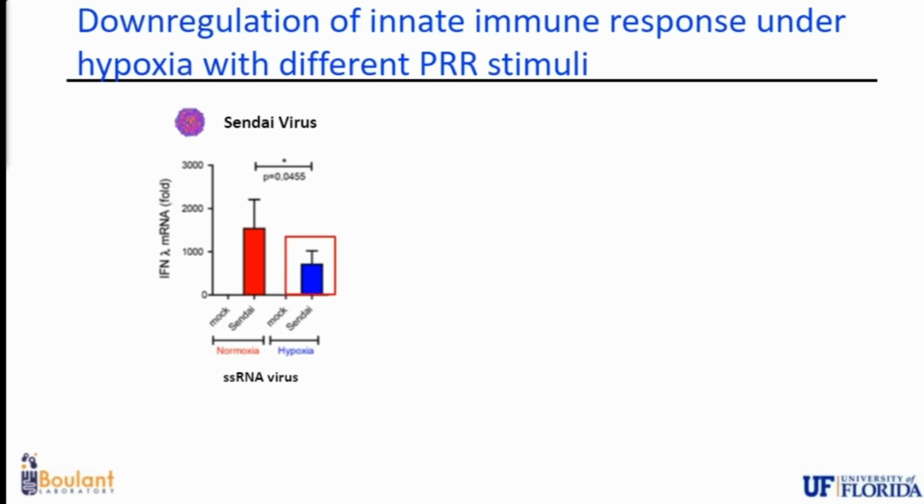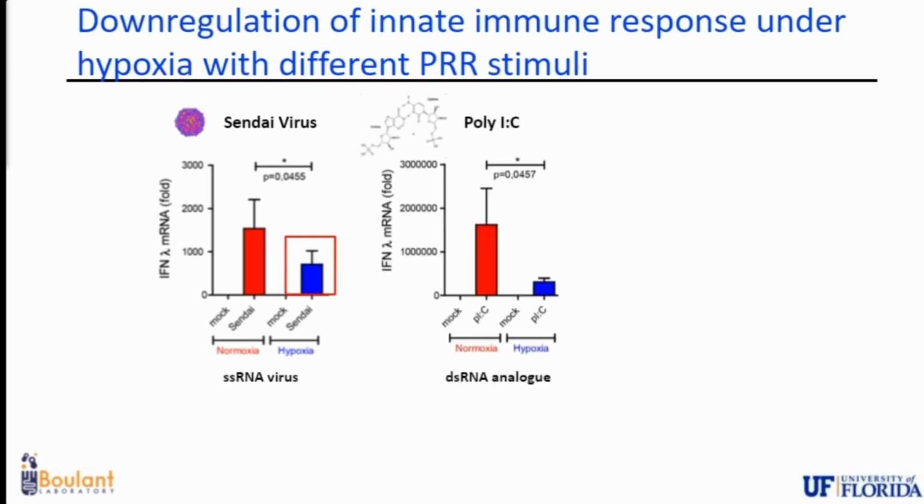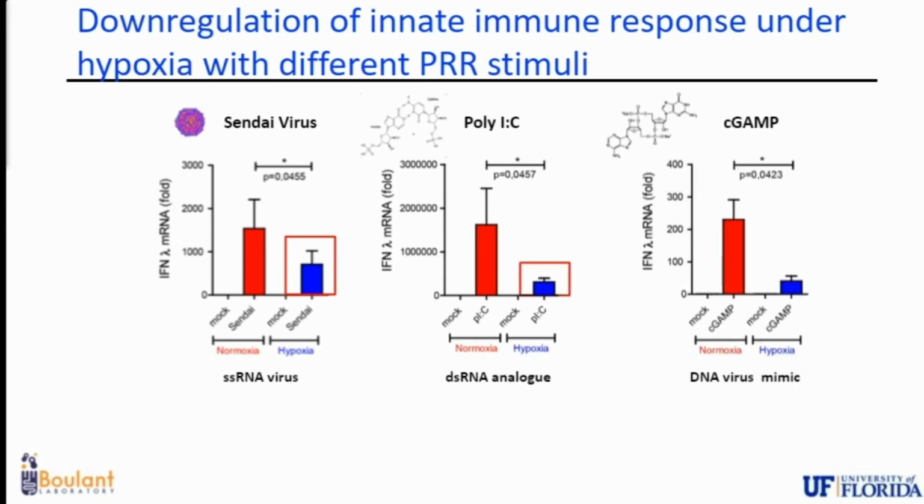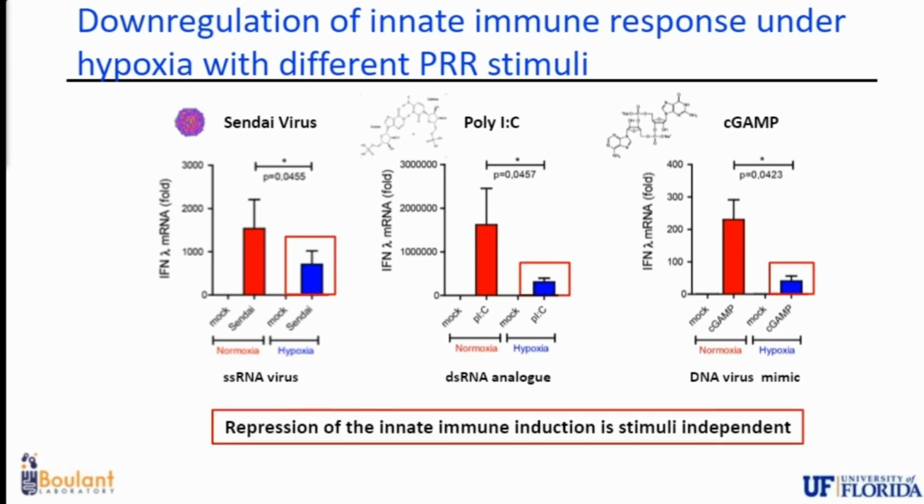This was also true when we used the agonist poly-IC, which is the double-stranded RNA analog, which activates the RIG-I-like receptor pathway, or when we use cGAMP to stimulate the STING pathway. So if we use completely different stimuli to activate different pathogen recognition receptors, we have the same phenotype that under hypoxia, we have less immune response. So it seems to be conserved between the different pathogen recognition receptors.